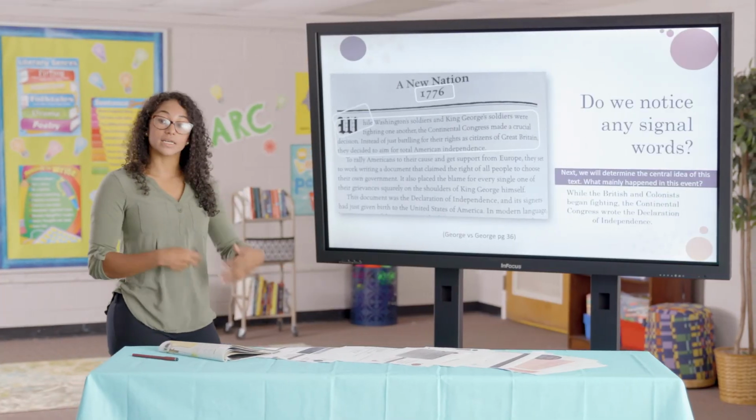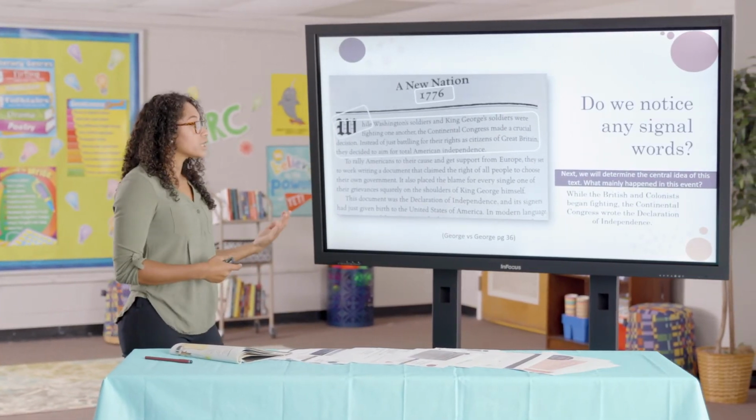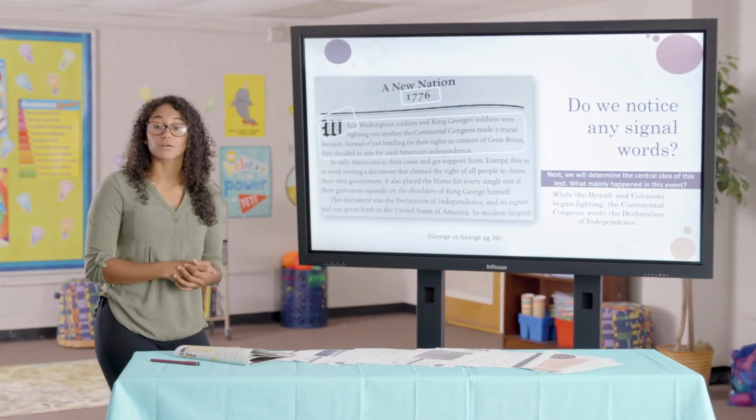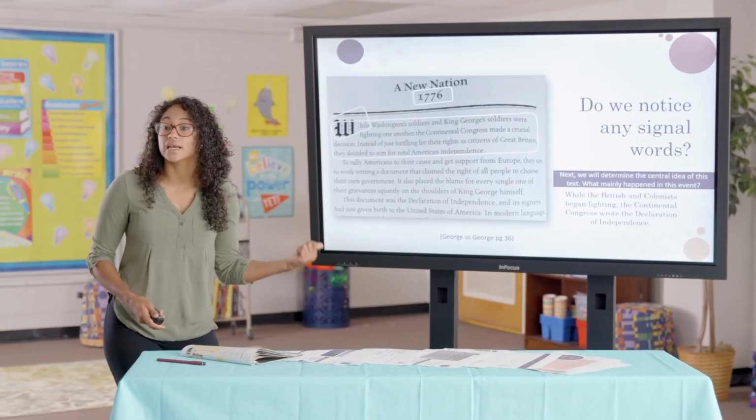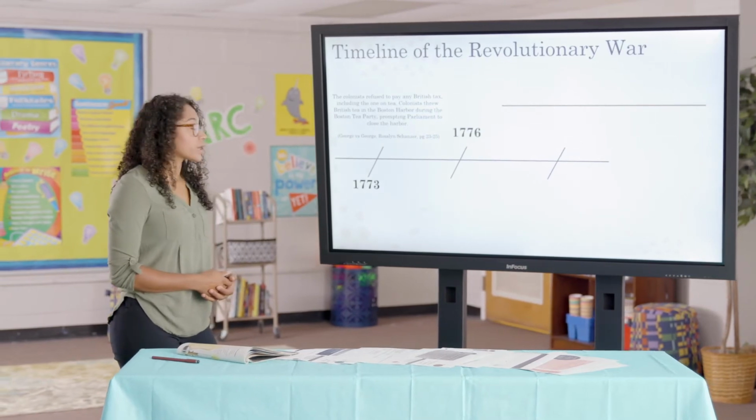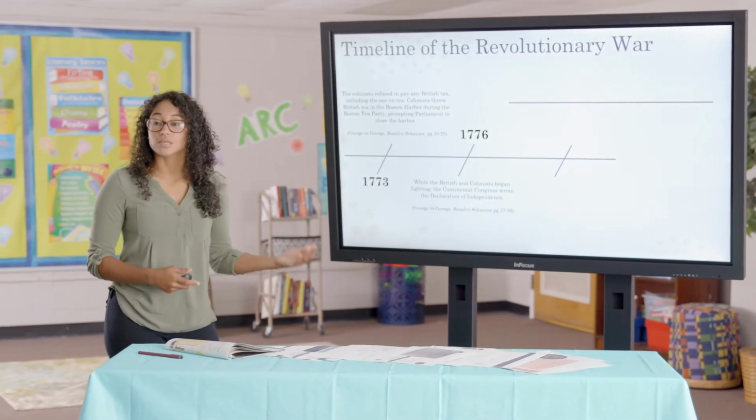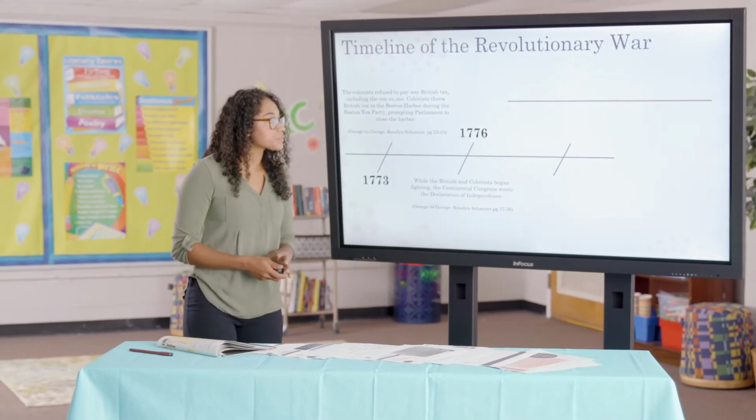So our central idea should look something like this. While the British and colonists were fighting, the Continental Congress wrote the Declaration of Independence, and we're going to go ahead and add that to our timeline. We're going to add the date, 1776, and we're going to add our central idea with our citation.